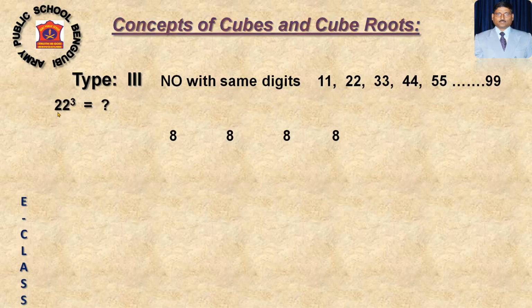Now 2 square is 4, 4 into 2 is 8. Again 2 square is 4, 4 into 2 is 8. That means 8, 8, 8, 8. In all cases you are getting the same. Now leaving these two parts, make them double: 16, 16. Now add it.